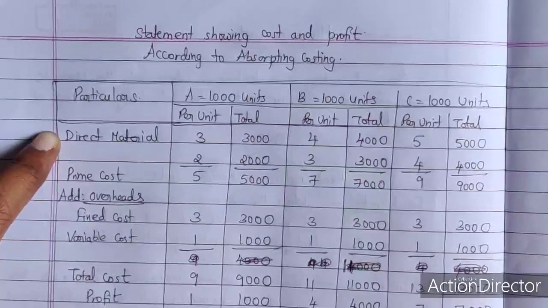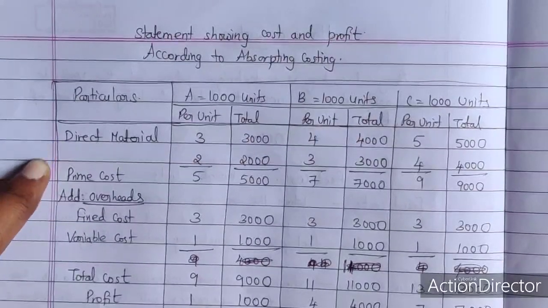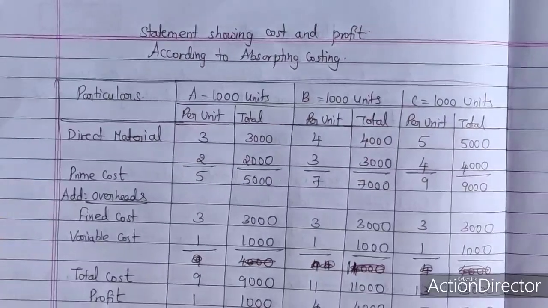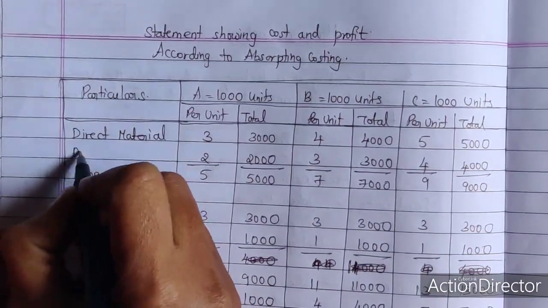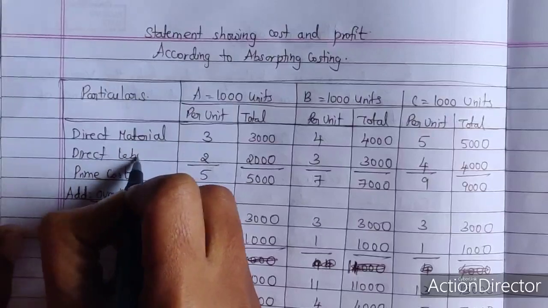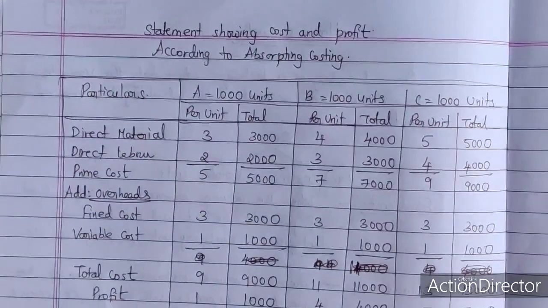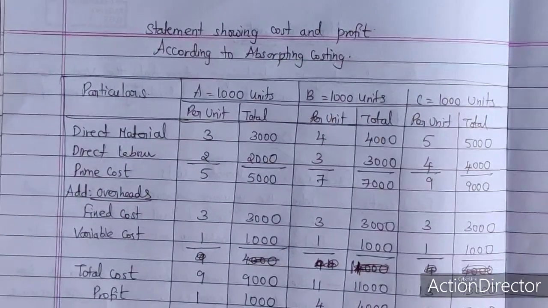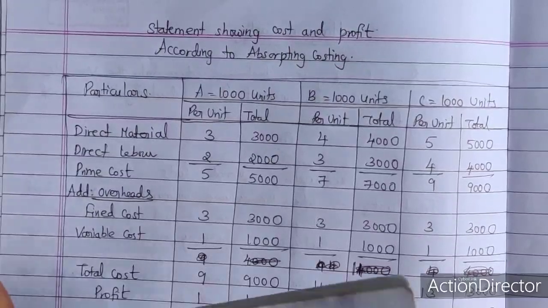But here we have been given only direct material and direct labor in the problem. Direct expenses they haven't mentioned. So I will show you here.